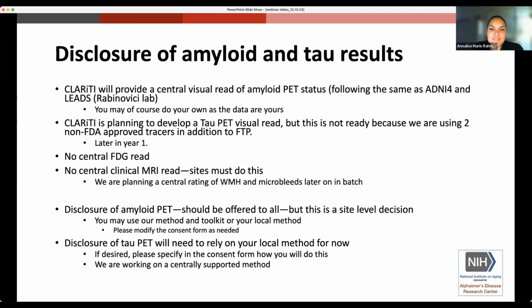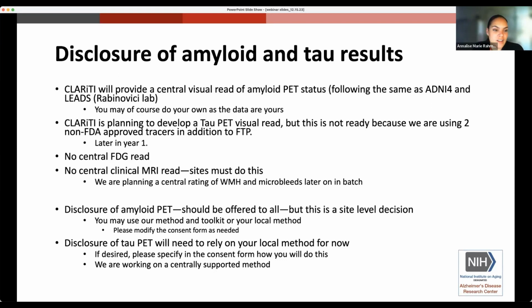Okay, thanks, Sterling. So as Sterling and Beth have both mentioned, I think disclosure is something that is certainly on the minds of many of the centers. And this is a really great opportunity, not only to share resources, but to study disclosure. So generally speaking, we're going to strongly encourage disclosure of amyloid PET. So it should be offered to all, particularly those who are cognitively impaired.